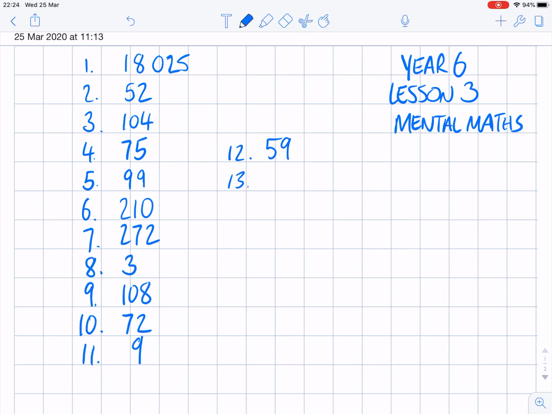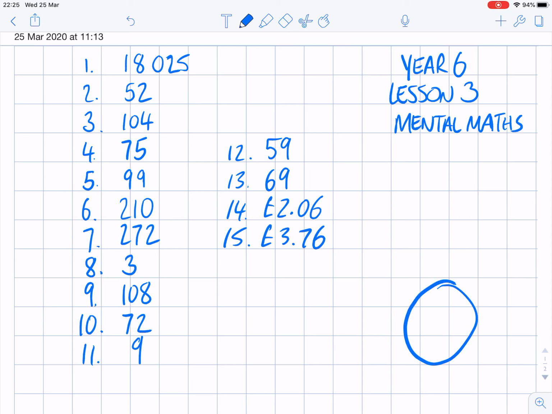Question 13. What is the total of 38, 17 and 14? The answer was 69. I asked you to split £4.12 equally between two people. They both received £2 6p. And then the last one, when we went into a shop and we spent £1.24 on sweets and we paid with a £5 note, how much change did we get? We got £3.76. So well done for having a go at your first mental maths test with me.